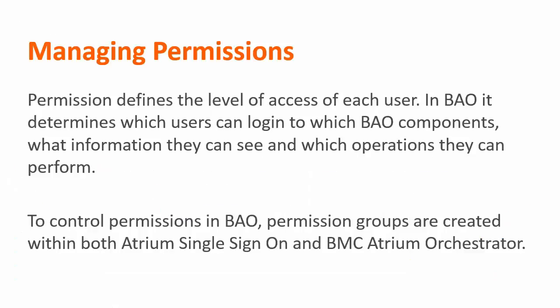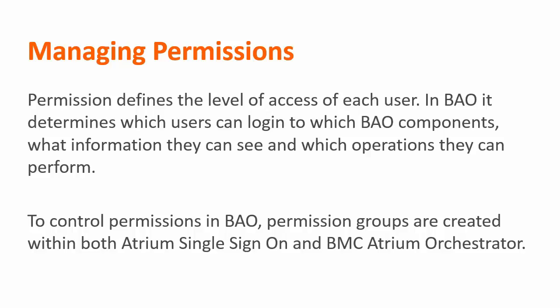Permissions control the level of access users have within Atrium Orchestrator. In BAO, permissions are assigned using groups, which determines what level of access a user has, what BAO components they can access, what information they can see, and what operations they can perform. If a user is a member of more than one group, the user is granted the most permissive permission.